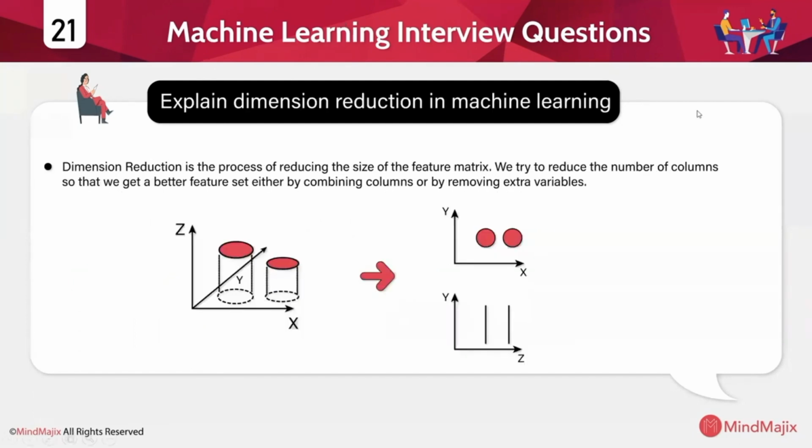Question number 21. Explain dimension reduction in machine learning. This type of question comes at the start of the interview, and you should not go into very much depth, because if you go deep in this question, they can create some confusion in your mind. So keep it simple: you just have to explain what dimension reduction is.